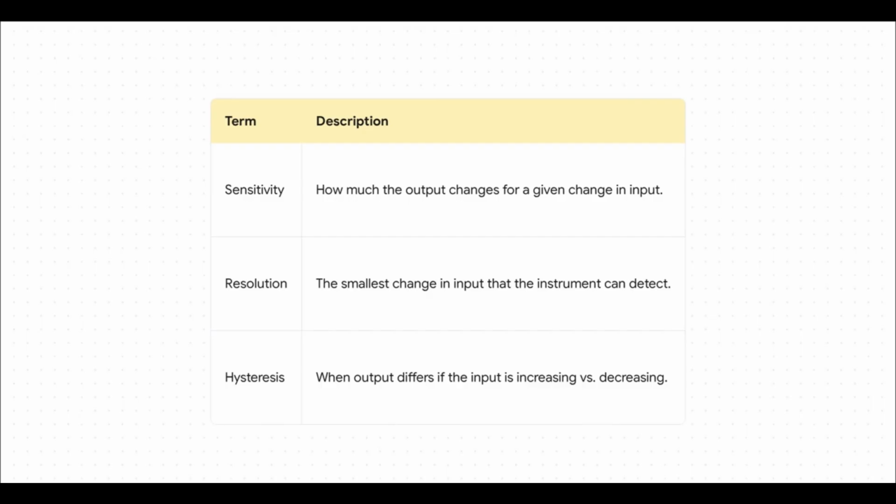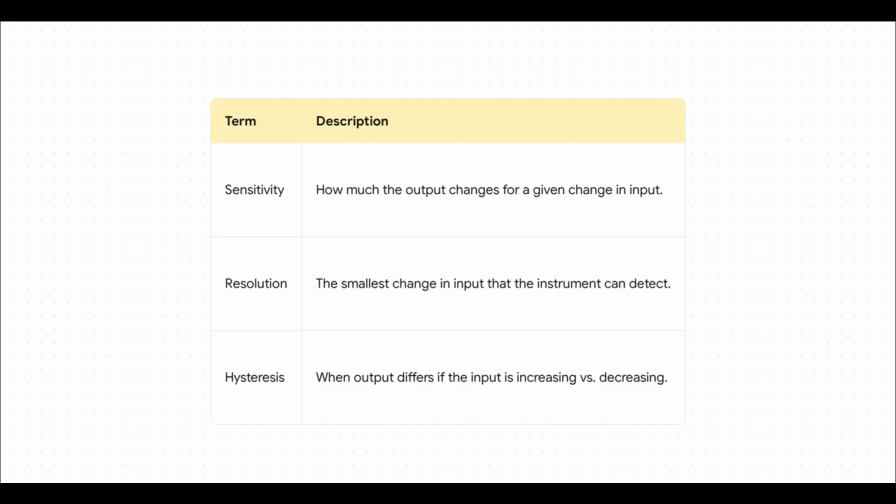Okay, besides those two big ones, there are a few other terms you'll see. First is sensitivity. Basically, how responsive is it? A super-sensitive scale will show a change even if you add a single grain of rice. Then there's resolution. This is the smallest step the instrument can actually show you. Your digital kitchen scale might have a resolution of 1 gram. It literally can't show you half a gram.